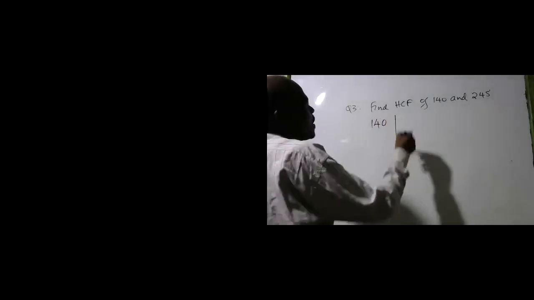So find the HCF of 140 and 245. Here you need to find the highest common factor, or what you call GCD of these two numbers. So the greatest number that can divide 140 and 245 without remainder. We have 140 here, and then you have 245.